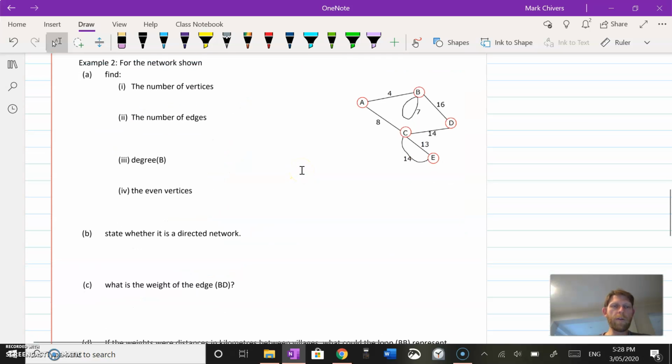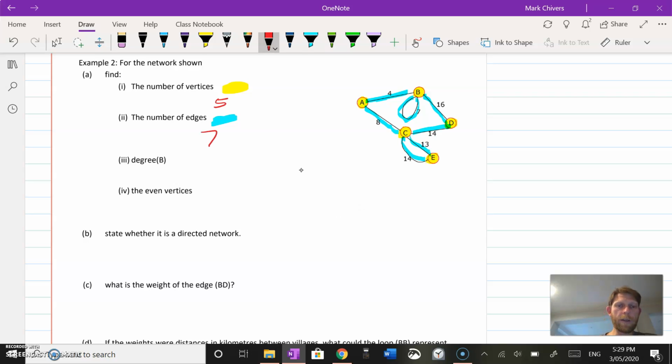Okay, so example 2 for the network shown, find the number of vertices. So the vertices, I'm just counting each of these spots where the edges join. So in that case, there's 5. The number of edges, if I use the blue highlighter, I've got 1, 2, 3, 4, 5, 6, 7. So 7 edges.